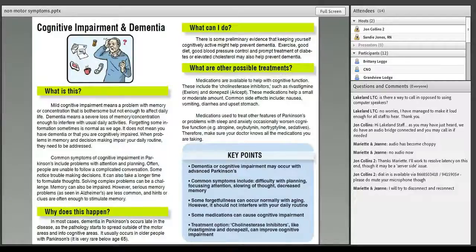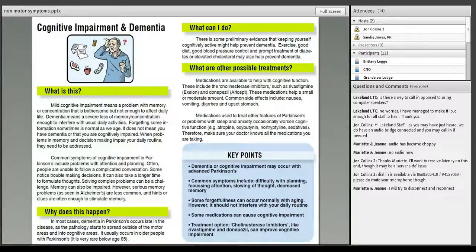So things like that would normally be given for dementia, in these cases, medications like rivastigmine, donepezil, things that you folks, I'm sure, use day in and day out with your clients with dementia, can often help.